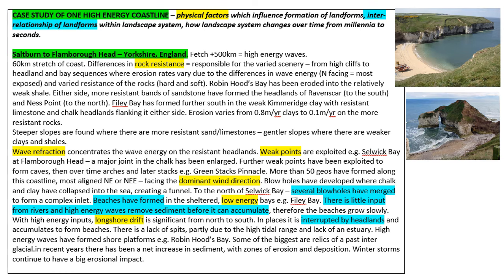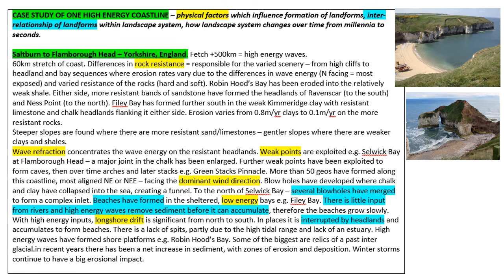Okay, so then we get to our case studies. We've got 3 case studies we need to know. The first one is a case study of a high energy coastline. And this is going to be Saltburn to Flamborough Head in Yorkshire in England. So we need to know the physical factors that influence the formation of the landforms along this coastline. We need to be able to talk about the interrelationship of the landforms and how the landscape system has changed over time. So this is a high energy coastline.